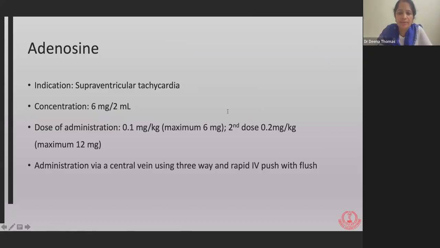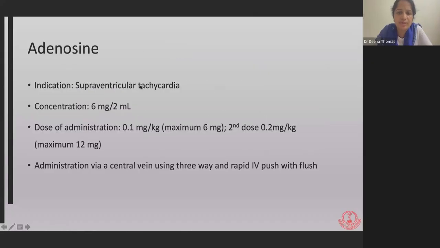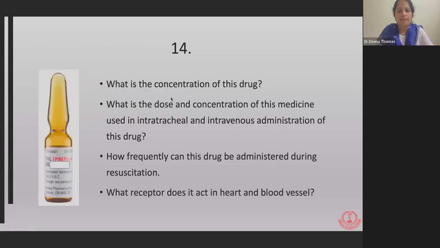So the next dose should be 0.2 mg per kg. It should be 0.1 mg per kg for the first dose, followed by 0.2 mg per kg for the next dose. So maximum 6 mg. Our babies will never reach the 0.6 mg and 12 mg maximum dose. So it is 0.1 mg per kg for the first dose, and the second dose should be 0.2 mg per kg.